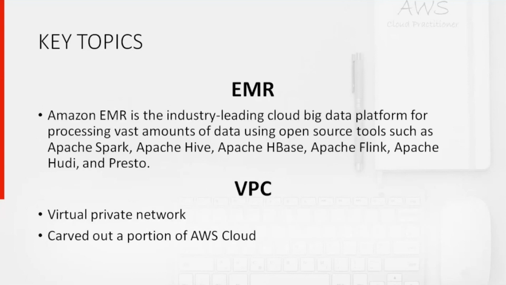Key topics. EMR. Amazon EMR is the industry-leading cloud big data platform for processing vast amounts of data using open source tools such as Apache Spark, Apache Hive, Apache HBase, Apache Flink, Apache Hudi, and Presto. VPC, Virtual Private Cloud, carved out a portion of the AWS Cloud.